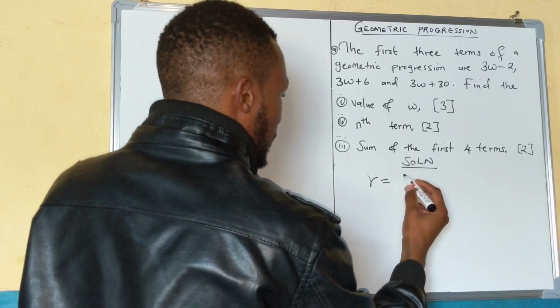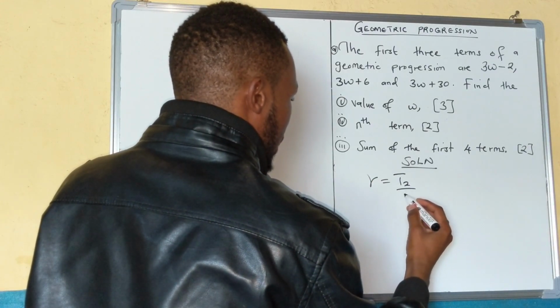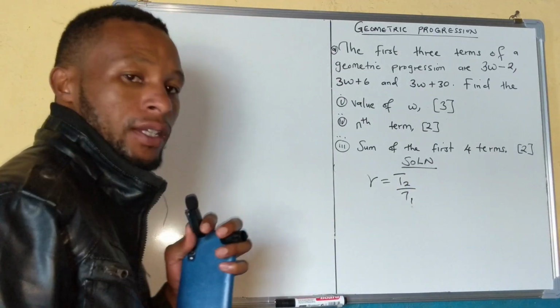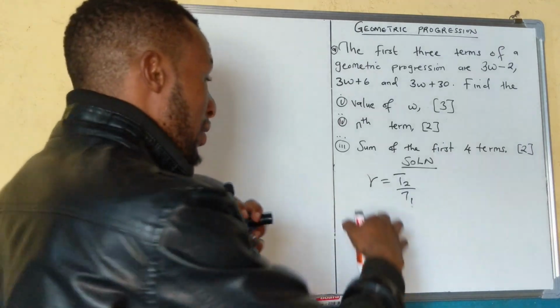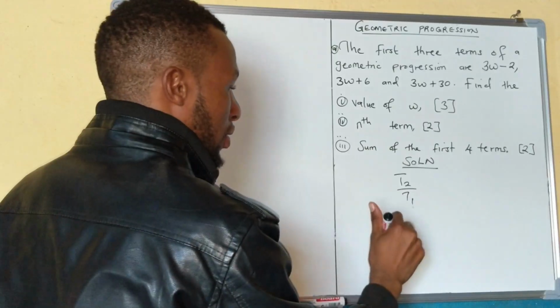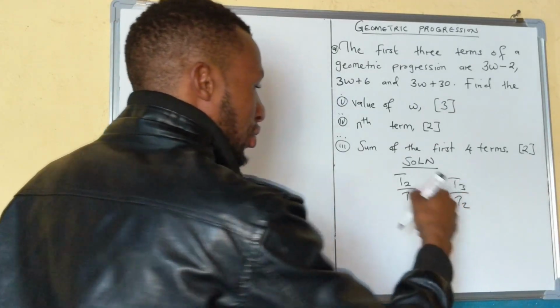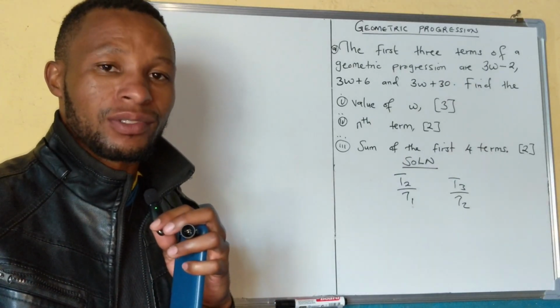As we are finding common ratio, we divide: T2 divided by T1. So the succeeding term is divided by the previous term to get the common ratio. This is the expression we are going to use. Even if I use T3 divided by T2, I should get the same common ratio. That is the concept we are going to use.